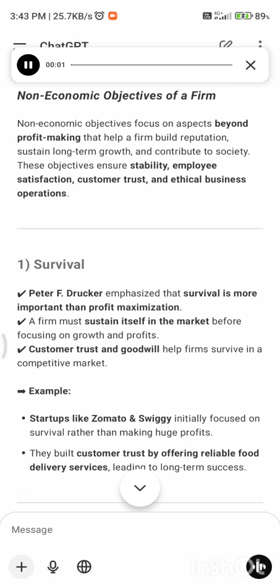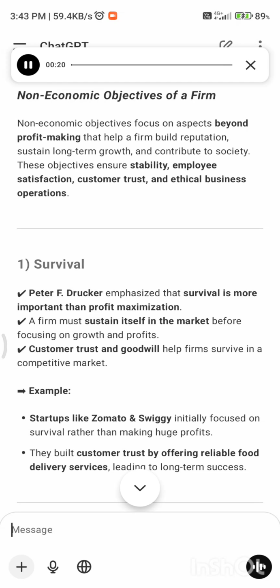Economic objectives of a firm. Non-economic objectives focus on aspects beyond profit-making that help a firm build reputation, sustain long-term growth, and contribute to society. These objectives ensure stability, employee satisfaction, customer trust, and ethical business operations.